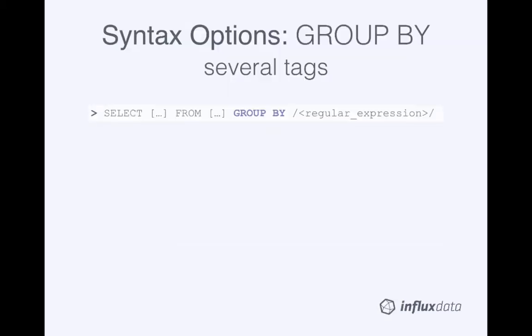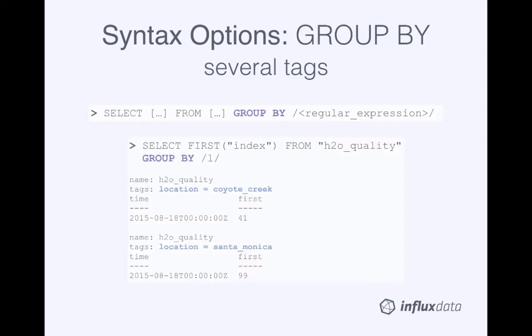Another syntax option is to specify the relevant tag keys with a regular expression. In InfluxQL, regular expressions are surrounded by forward slashes, and they use Golang's regular expression syntax. In this example, the query selects the first value of the index field in the H2O quality measurement, and it groups results by all tags whose tag key includes the letter L. In the results, you can see that location is the only tag key that satisfies that requirement, and as we saw before, location has two tag values, Coyote Creek and Santa Monica.